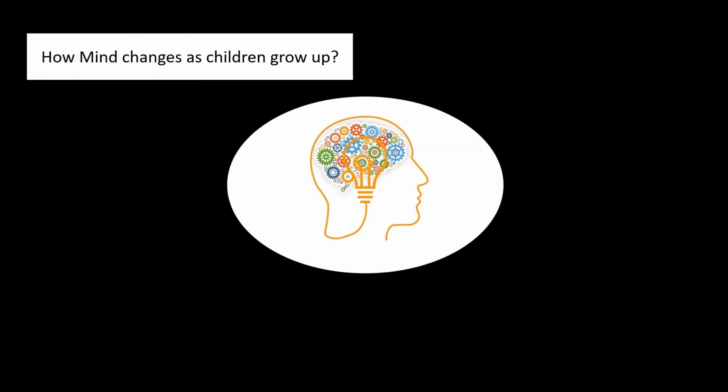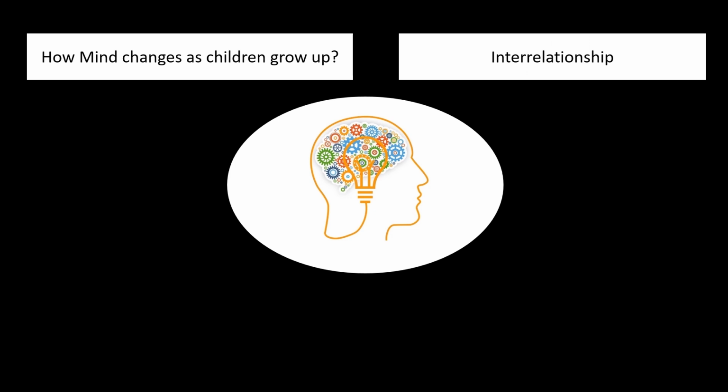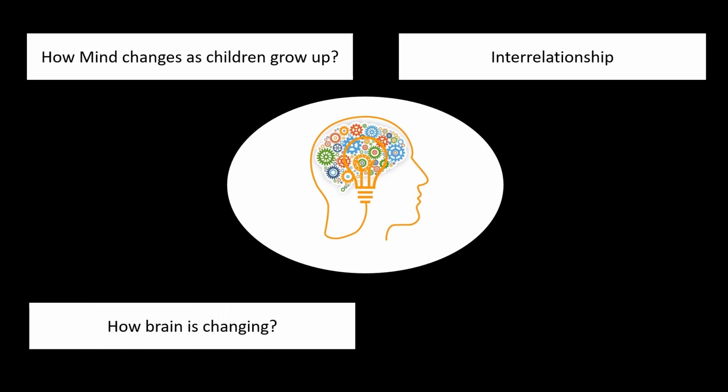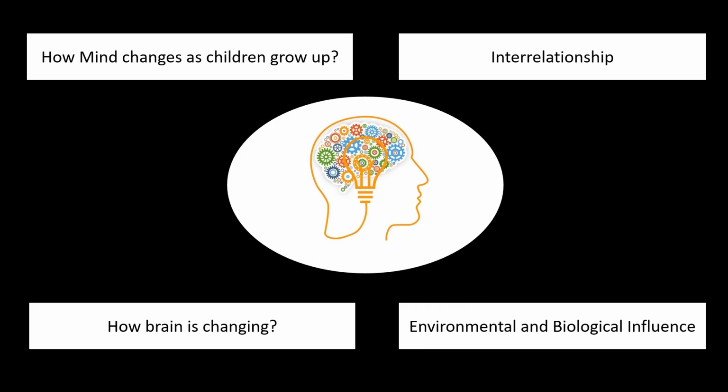Older children and adolescents have better hardware and better software, and here we can see that the important aspect of development is to learn good strategies in order to process the information. It examines how the mind changes as children grow up, the interrelations between that and how the brain is changing, and environmental and biological influences on the developing mind and brain.